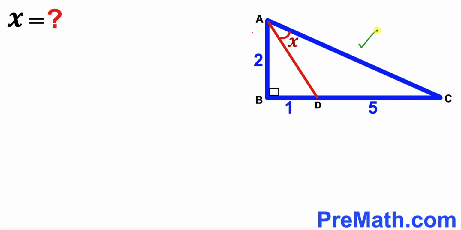We have got this right triangle ABC along with this segment AD, as you can see in this given diagram, such that this point D lies on this side BC, and moreover AB side length is 2 units. The segment BD length is 1 unit. And finally, the segment CD length is 5 units. And furthermore, the angle CAD is x degrees. And now our task is to find the value of this angle x.